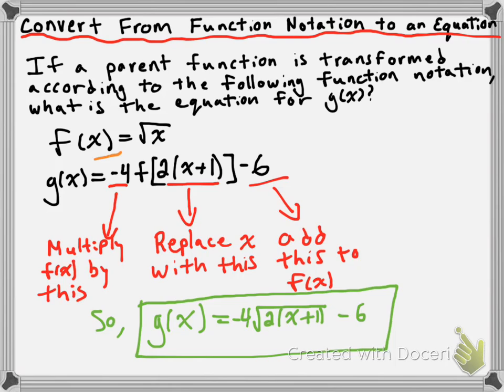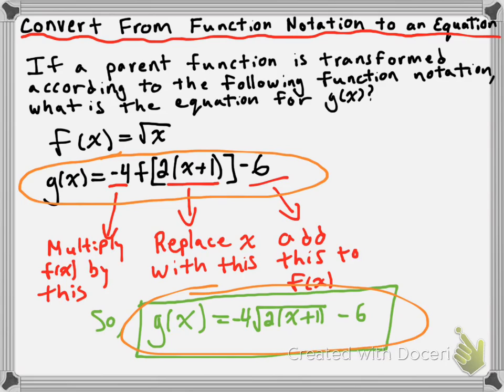So up here we have our function notation. And remember, function notation is basically a way of describing the transformations, and it can also be thought of as a set of instructions for getting the equation of your function. But what we have down here, that is the actual equation of our transformed function. So that is the equation of our transformed function g of x, okay? So that's how to convert from function notation into an equation for a transformed function, okay?